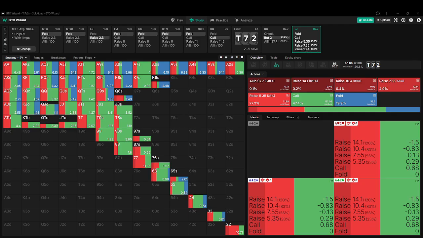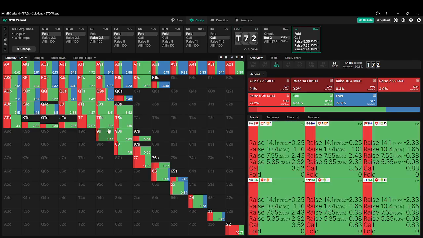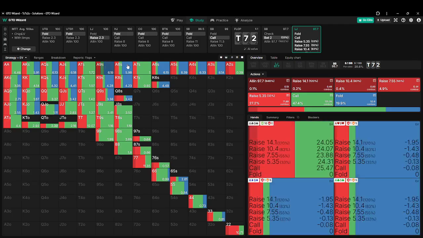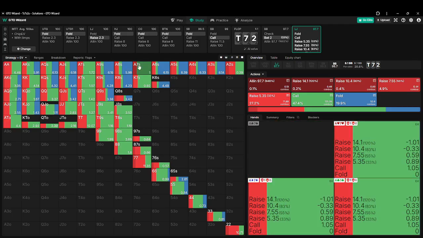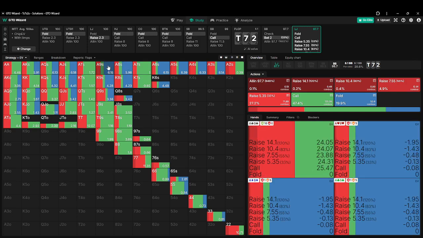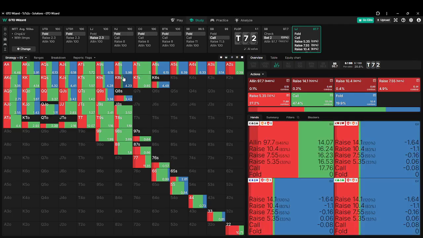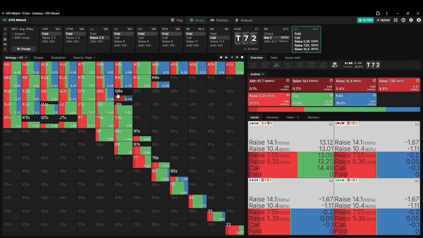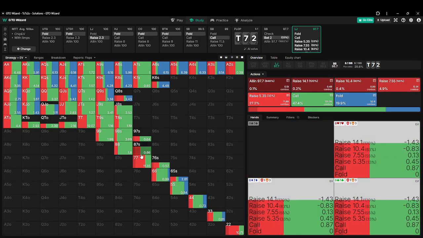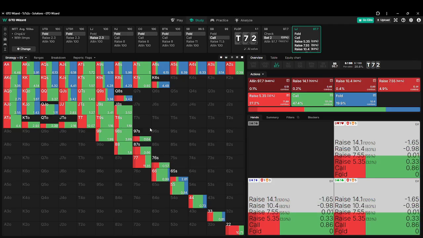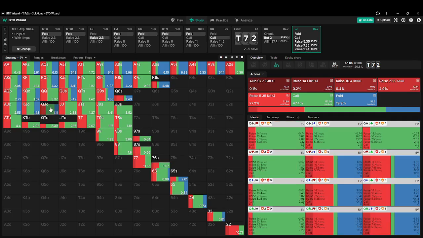But basically, in this case we are mostly calling, and the raise is coming from the nut flushes, which are raising a decent percentage, which makes sense when you think about it. A lot of the raises are just coming from the flushes. In terms of where the balance is coming from, it's from hands like 8-7 to 9-7, some of these weaker pairs, balancing the range with just the flushes.